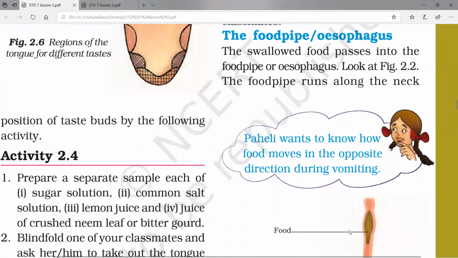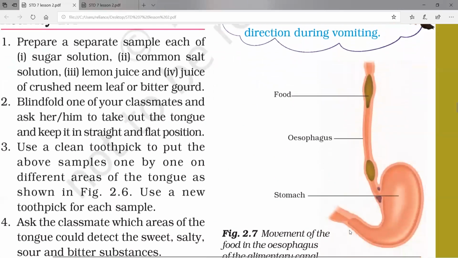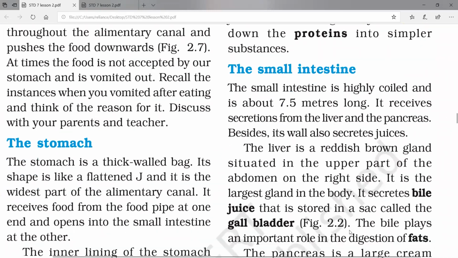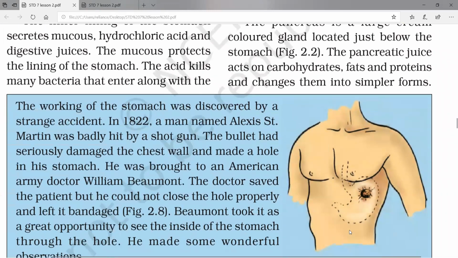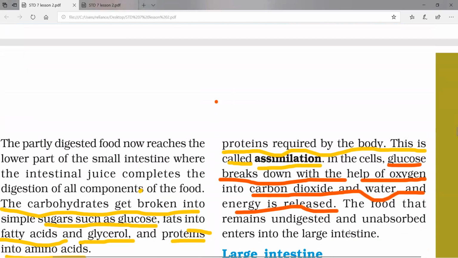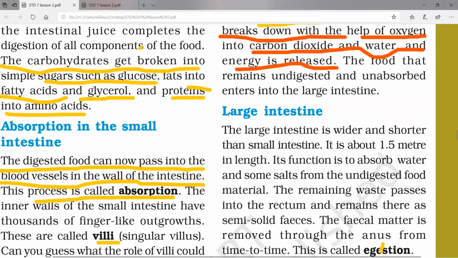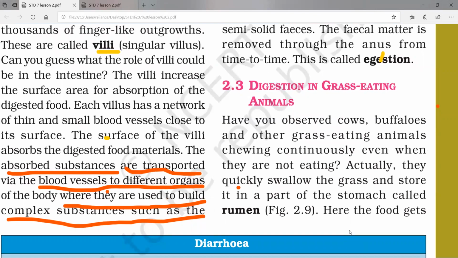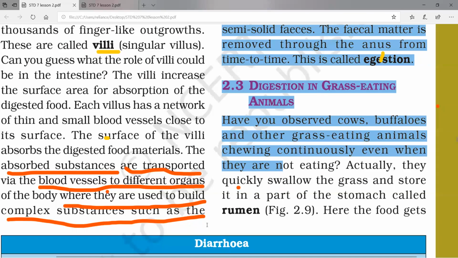Then the next function of the small intestine is absorption of digested food. It is done through finger like projections, which are present on the inner wall of the small intestine. They are present in thousands of numbers. They have a network of small and thin blood capillaries or blood vessels, through which they supply this digested food to the different parts of the body.